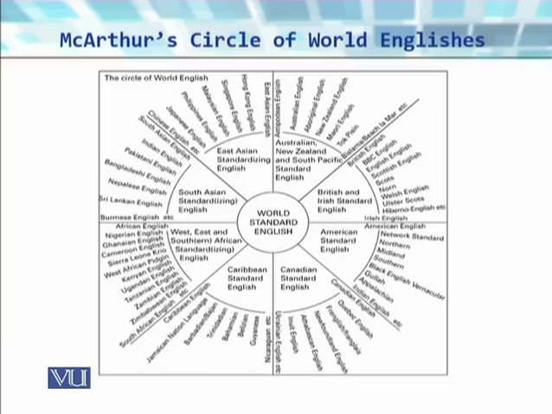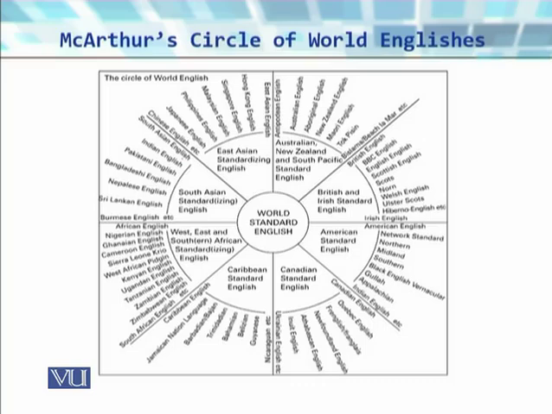Next to this center, we have a band which is divided into 8 different regions, representing 8 different varieties of English. These include East Asian Standardizing English, South Asian Standardizing English, West, East and Southern African Standardizing English, Caribbean Standard English, Canadian Standard English, American Standard English, British and Irish Standard English, Australian, New Zealand and South Pacific Standard English. As you can see, some of these varieties are standard and some are standardizing.